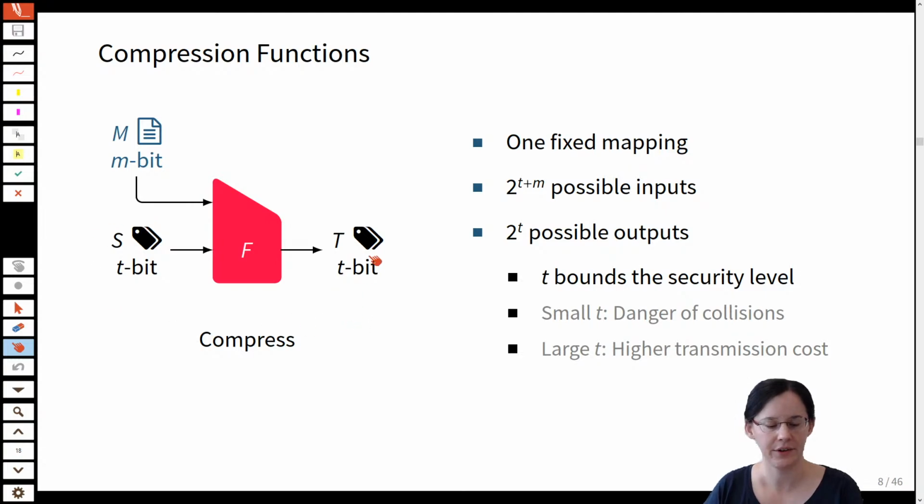And t is again a very important indicator for the security level. So if t is small, then it becomes a lot more likely that we accidentally have the same output here twice for 2 different inputs. And if we have that, we have a so-called collision, which can usually be exploited. Whereas if t is very large, we again have a somewhat higher processing cost.